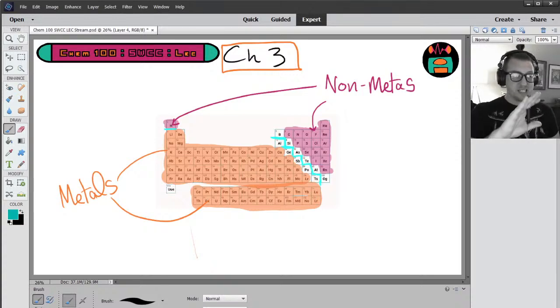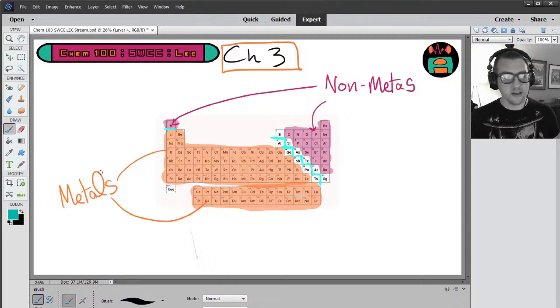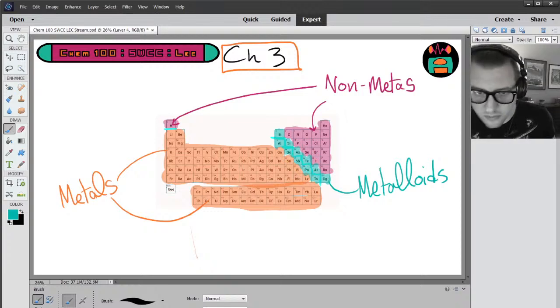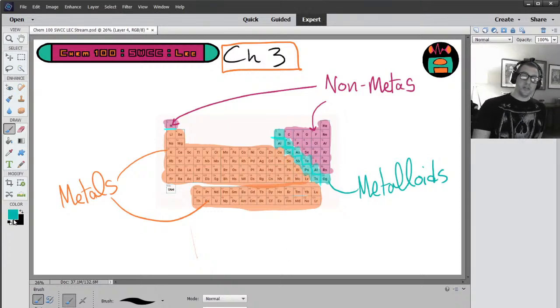There are some elements that have some metallic qualities and some non-metallic qualities, and so these elements fall in between; they're somewhat transitional in their behavior. These elements we call the metalloids. One metalloid that you'll notice right in here is silicon, right?